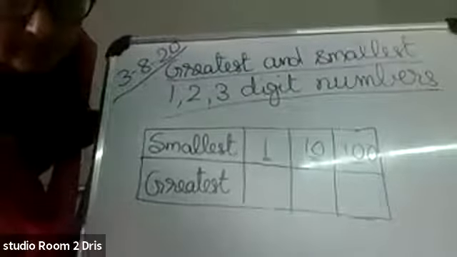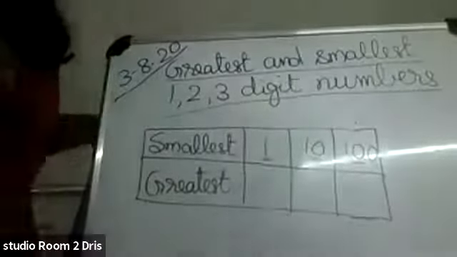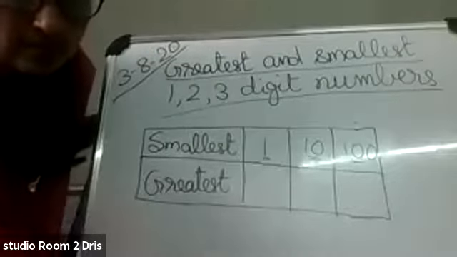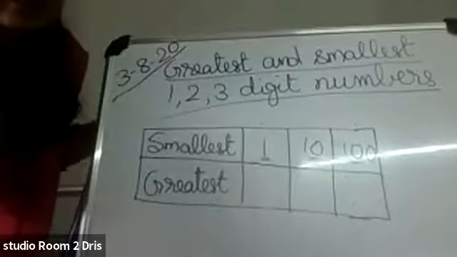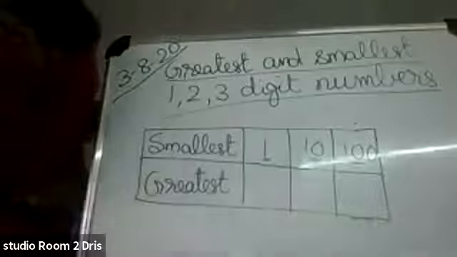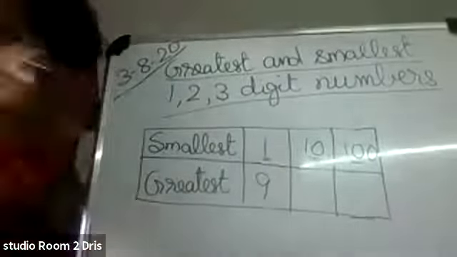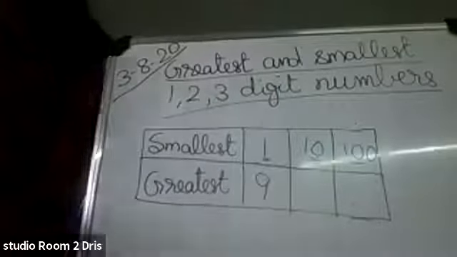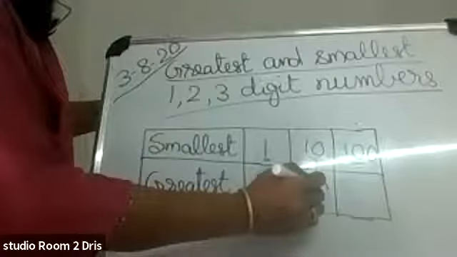Emmanuel. Emmanuel is not responding. Let me move to Roshid. Greatest one digit number? 9. Good. Greatest one digit number is 9. Dia Denny. Dia, greatest two digit number? 99. Good. Greatest one digit number 9. Greatest two digit number 99.